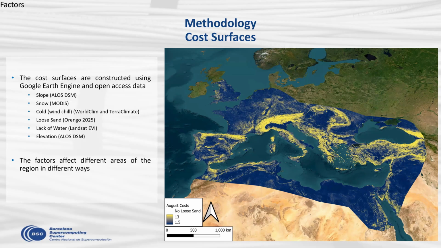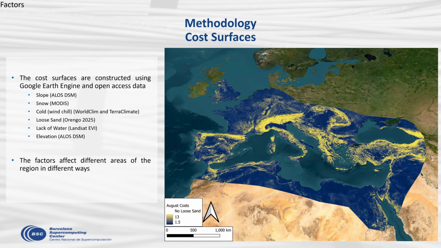And for loose sand, Hector developed an algorithm to detect the presence of loose sand. And then we have the factors that add on all these different costs. We have an example here. If you look at the differences, it's quite subtle.